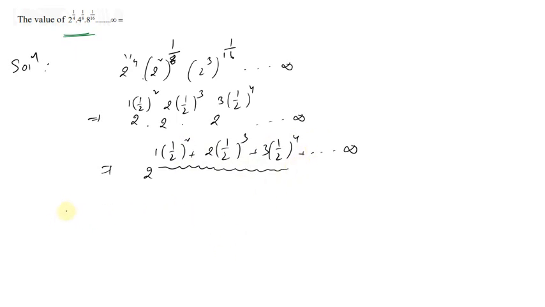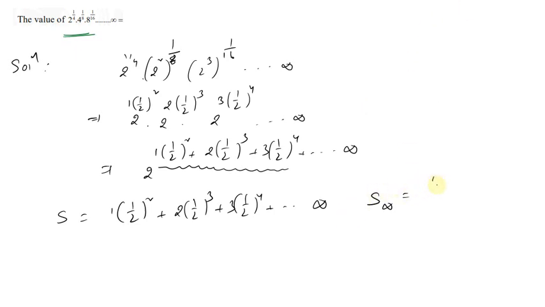So for this we have the procedure. Let S is equal to 1 into 1 by 2 whole square plus 2 into 1 by 2 whole cube plus 3 into 1 by 2 whole power 4 plus and so on up to infinite. Now we have to calculate the sum of the infinite series. So the sum of an infinite series of AGP is equal to ab by 1 minus r plus dbr by 1 minus r whole square.